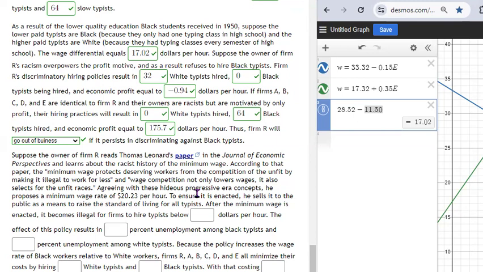Those are the unfit in the sick minds of these people, right? So agreeing with these hideous progressive era concepts, he proposes a minimum wage rate of $20.23 per hour, right? This guy knows he's going to go out of business. He wants to force the discrimination. He wants to enforce his discrimination on his competitors who are not discriminating, even though they're racist, right? So he's proposing a minimum wage rate of $20.23.